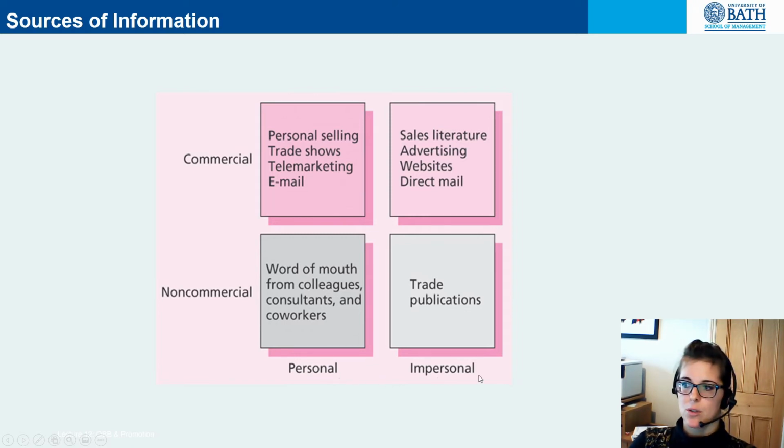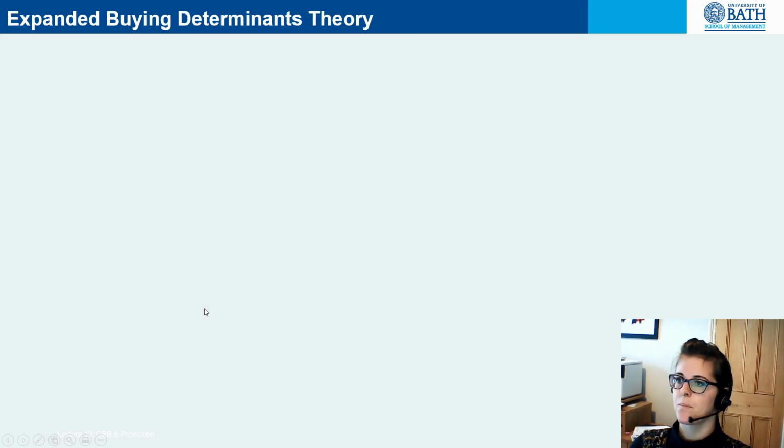Impersonal non-commercial, these are things like trade publications. This is when your PR activity starts stepping up. So this is things like articles, this is things like blogs, this is external organizations. But again, at arm's length, you're producing it, but it's designed for the buyer to consume offline, but not personally, person to person. Okay, so it's impersonal, personal, commercial, and non-commercial. So this is the more informal stuff.